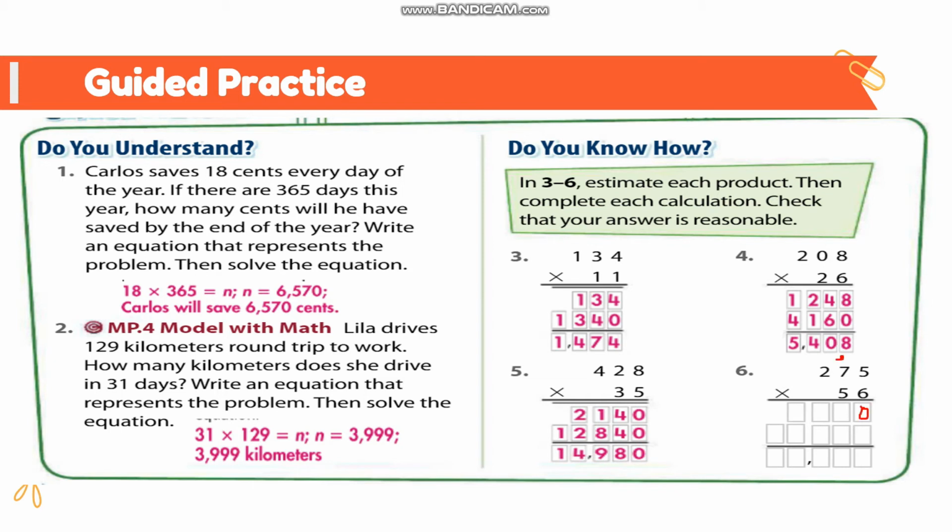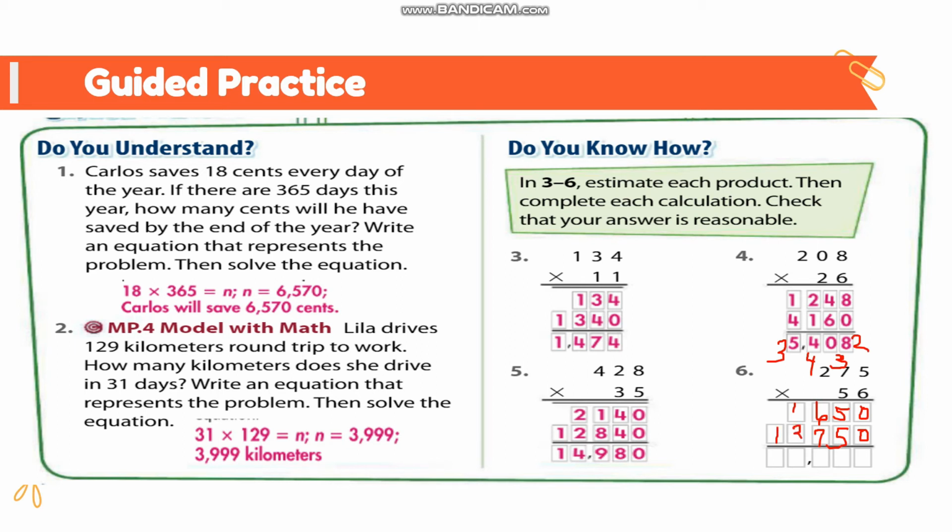And 6 multiplied by 5 is 30. So 0, regroup 3. Then 7 times 6 is 42 plus 3 is 45. Regroup 4. 6 times 2 is 12 plus 4 is 16. Then we need to put 0. 5 times 5 is 25. Regroup 2. 5 times 7 is 35 plus 2 is 37. Regroup 3. 5 times 2 is 10 plus 3.